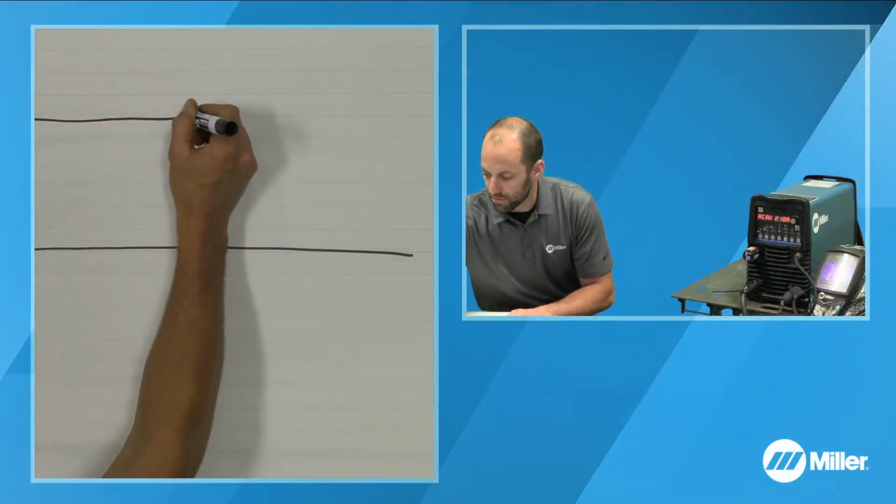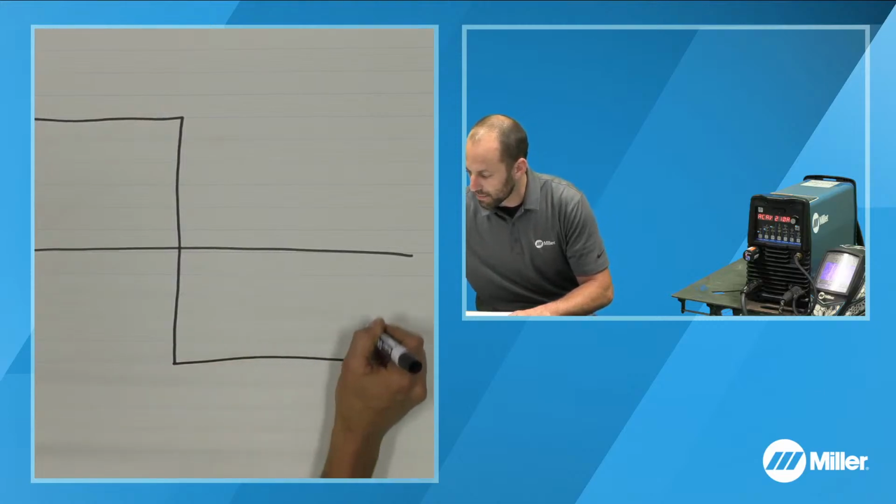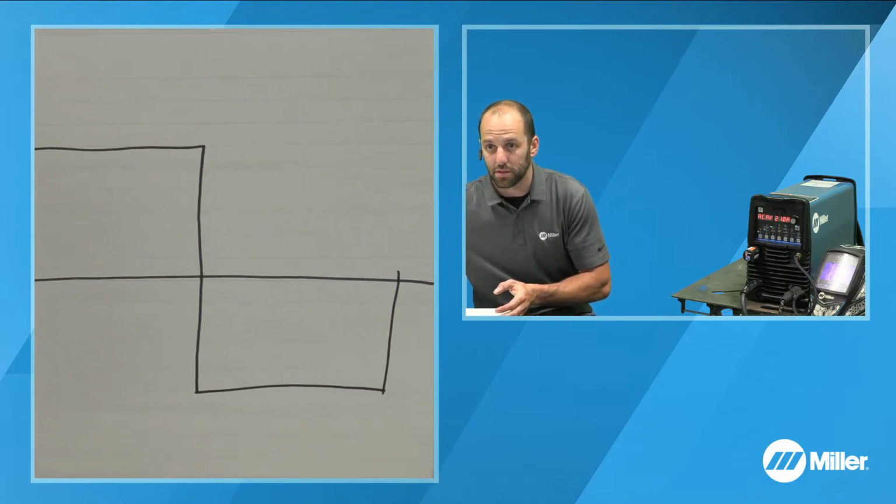Definitely. So I think we're going to want to draw some diagrams here. As we talked about last week, electrode positive and electrode negative in terms of balance, or the amount of time that we're in one polarity versus the other. So if we draw a waveform here, I'm going to just draw a square waveform, and for ease of drawing, I'm going to do this at a 50-50 balance setting.